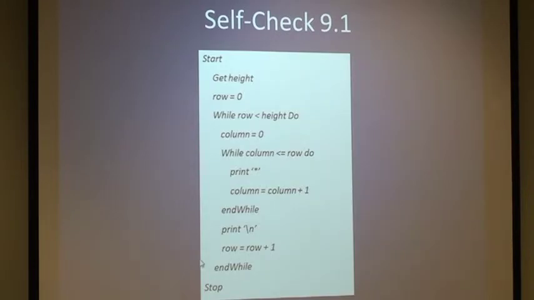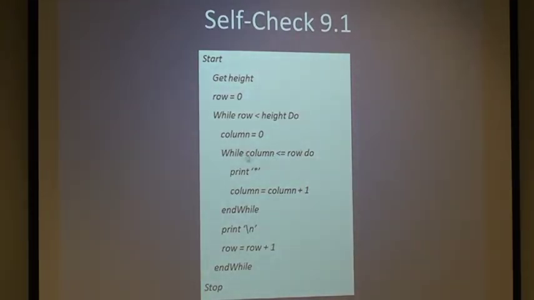So to do this, please note this while condition has changed. It says not while column is less than height, but column less than or equal to the value of row. But does the value of row change each time? It does, right? So when row is 0 and column is 0, you're going to print 1 star and stop this loop. Go to the next line.